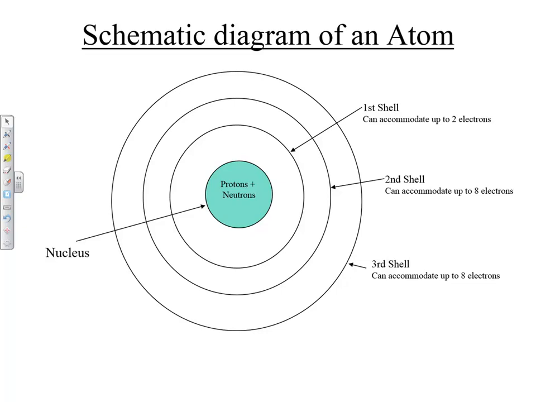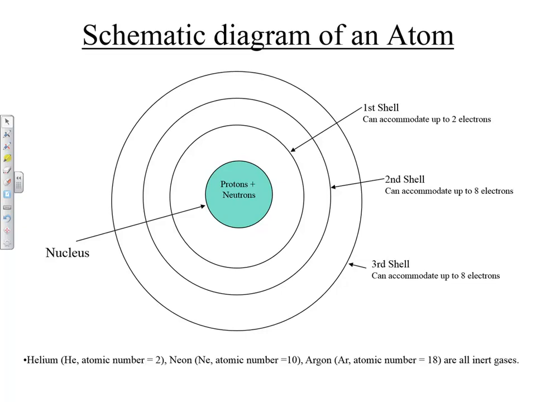So there is this first shell which can accommodate up to 2 electrons. Then the second orbit can accommodate up to 8 electrons. The third orbit can accommodate up to 8 electrons, and so on. And there is a formula, which you may have come across in high school, about how many electrons can be accommodated in each of these orbits.